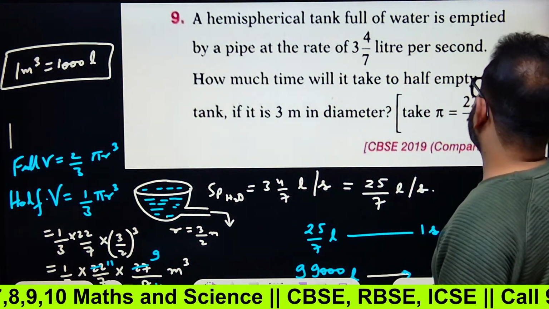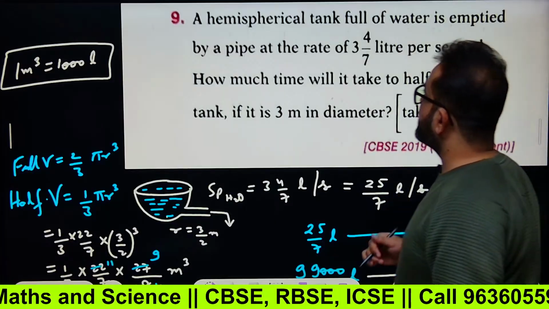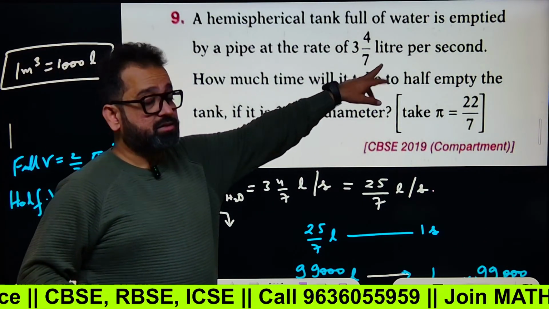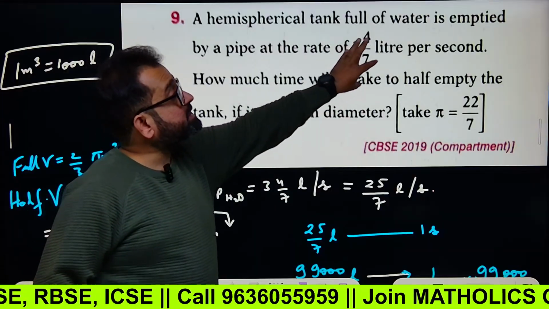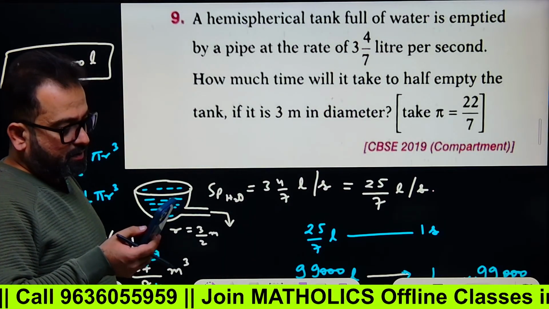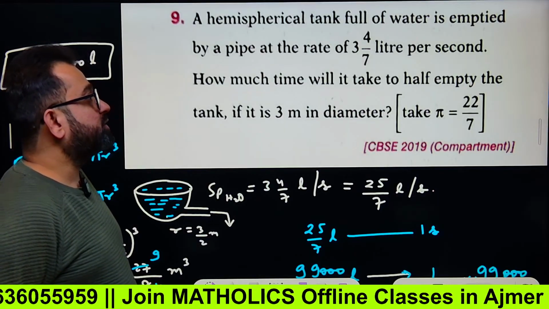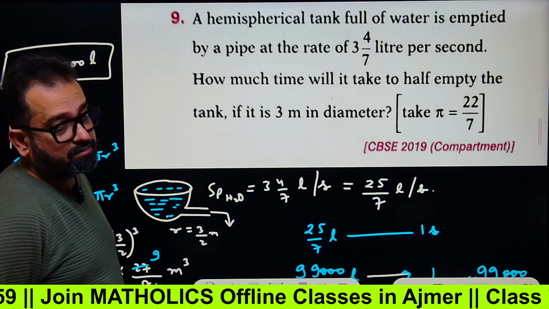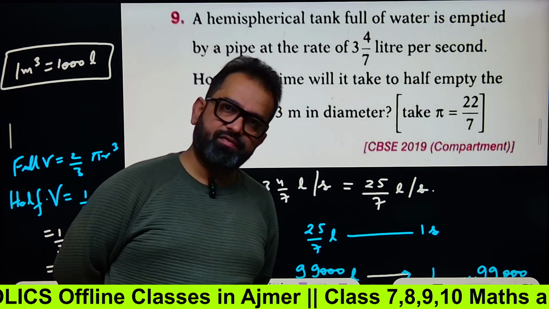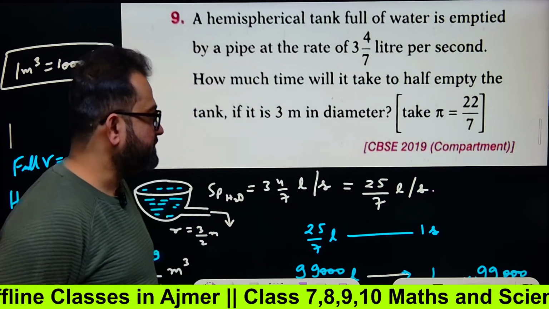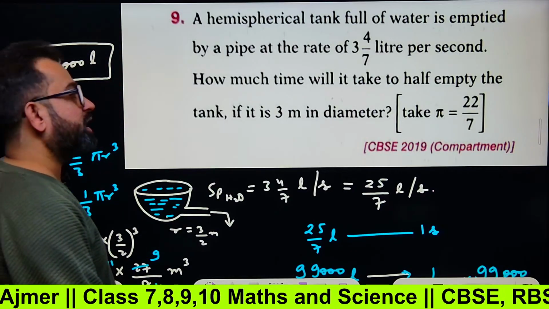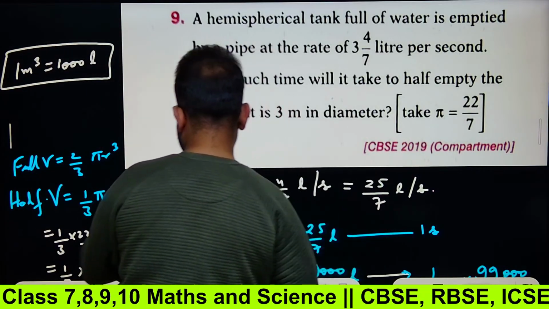Now, a hemispherical tank full of water is emptied by a pipe at the rate of 3 4 by 7 liters per second. That means in 1 second, this much liter of water is getting out of the tank. How much time will it take to half empty the tank? That means if the tank is having 1000 liters, how much time will it take to have 500 liters out? For example, 500 liters. If it is 3 meter in diameter, take pi equals 22 by 7. Now we have to take pi 22 by 7. How to calculate? See.